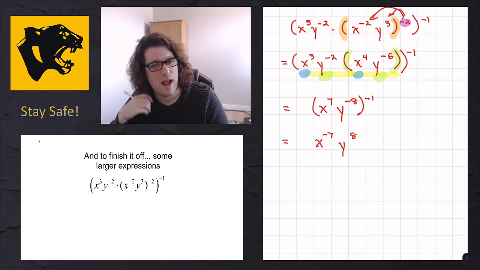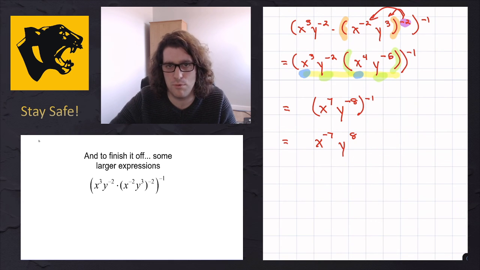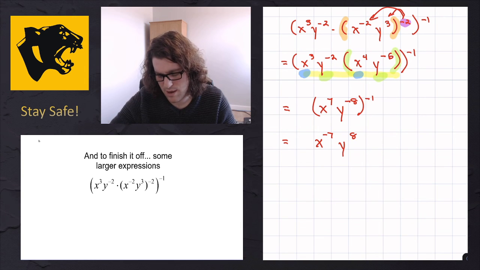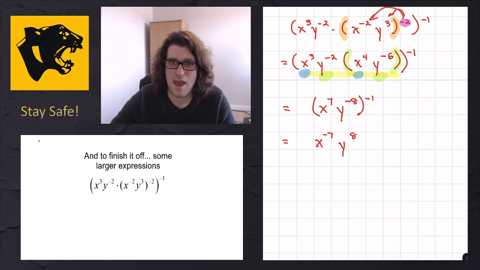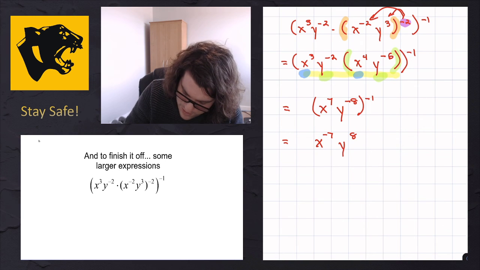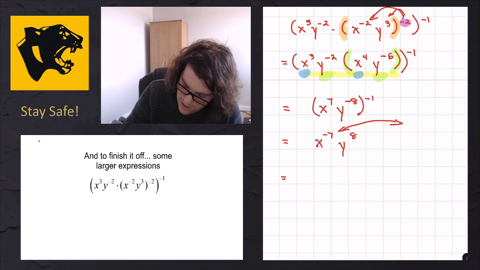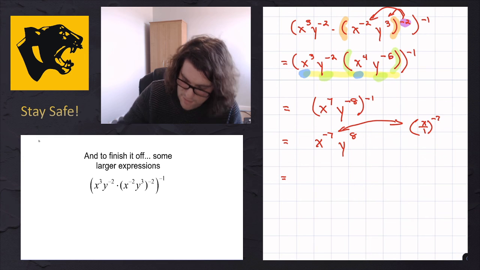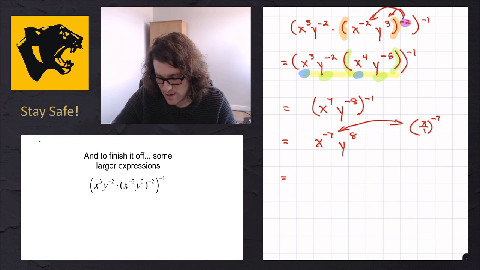Now, depending on how this asks us to simplify it, this would be fine as a final answer. I only have one position that I have a base of x and one position that I have a base of y. That's pretty nicely simplified. If it did say to do it without having any negative exponents, then we could take the part that's just an x, and it is like an x over 1 to the power of minus 7. That's the same thing as x to the minus 7.